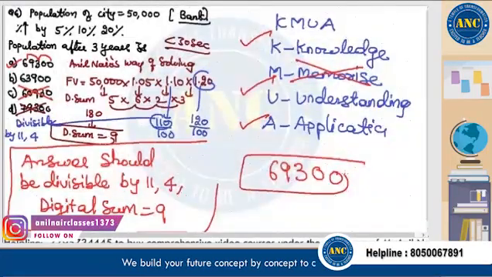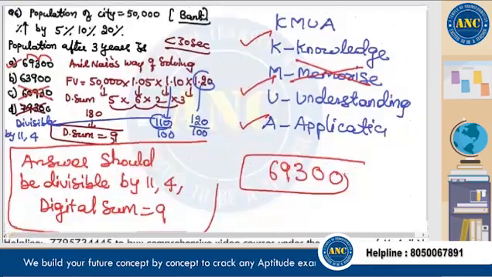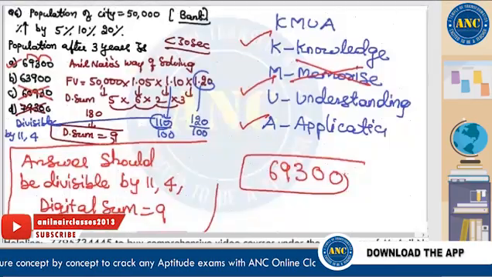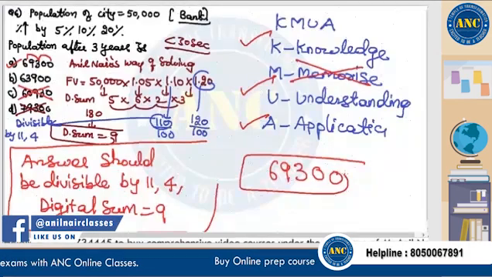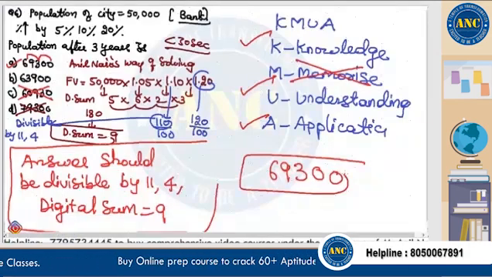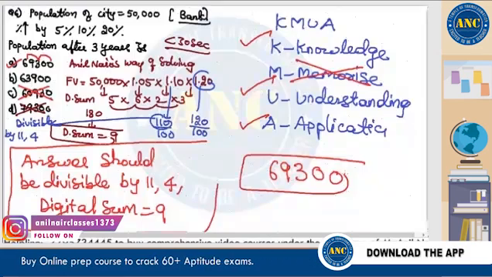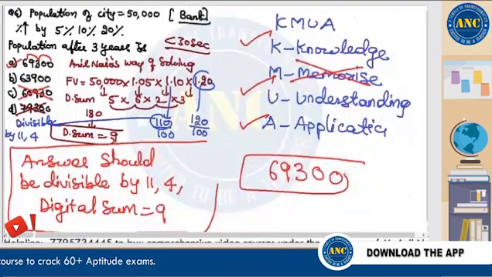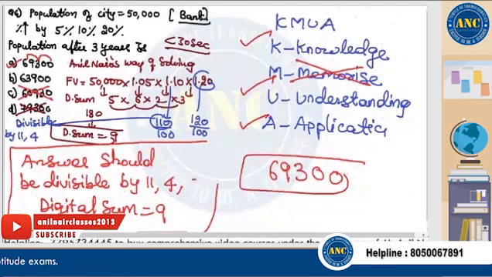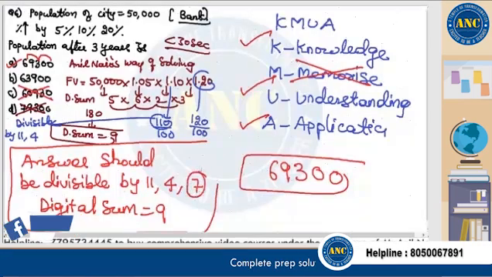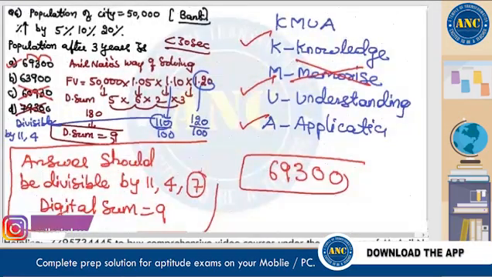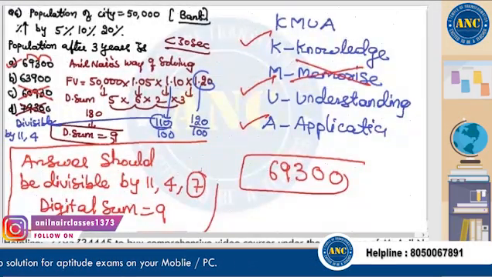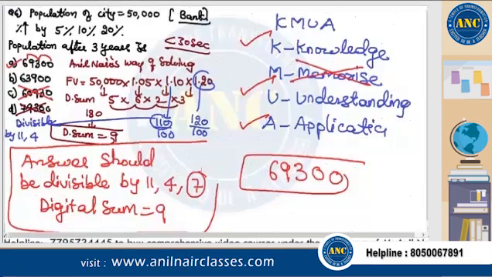50,000, 1.05, 1.1, 1.2. The digital sum in the answer should be 9. 79300 is incorrect. Next one. 1.05 is divisible by 7. You can also check whether the answer option is divisible by 7, if you are stuck between more than one option. 110 is divisible by 11, so the answer should be divisible by 11, by 4, and by 7 in case more options are there.